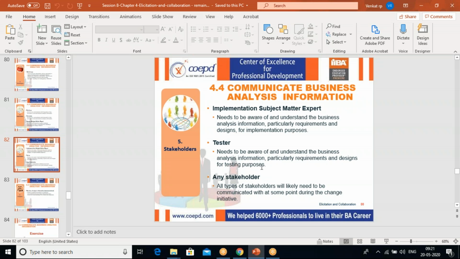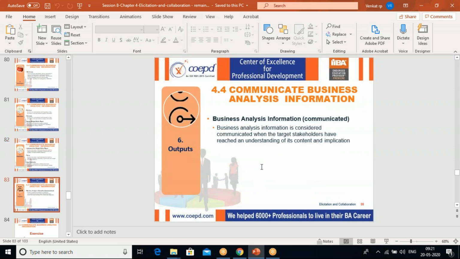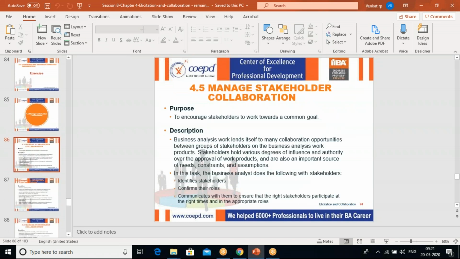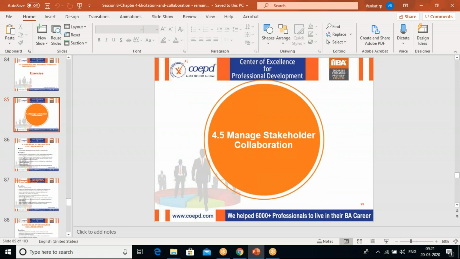And then what is the output? Output would be business analysis information communicated. Fine, got it, clear on this? Okay. And here the next, we have to manage stakeholder collaboration.